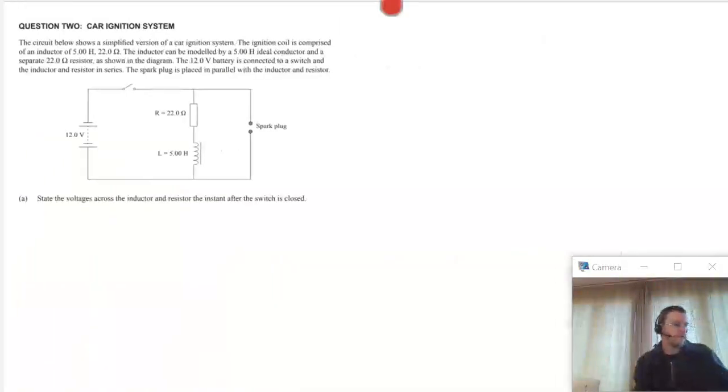Alright, so that was question 1. Let's have a look at question 2. Okay, so we start pretty simply. So here's our circuit. It's got an inductor and a resistor in series with a DC voltage. It's part of a car ignition system. Over here you've got the spark gap. You're given various details. It's a 5 Henry. Most of the details I think are on here though, so you almost don't need to read it if you can interpret the diagram.